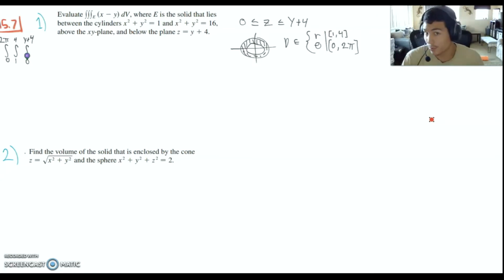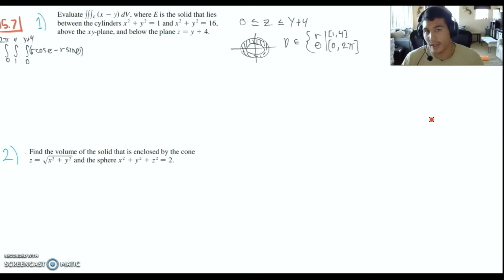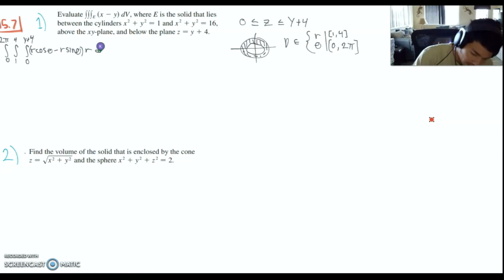And x minus y. Well, what does x minus y actually mean? Well, x minus y, using polar, would be r cosine theta minus r sine theta, right? So r cosine theta minus r sine theta. And then don't we have a Jacobian here? Yeah, we do have a Jacobian. It's r. And then we got dr.